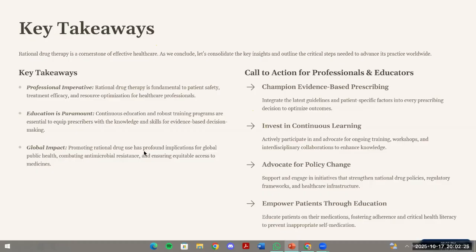Global impact: promoting rational drug use has a profound implication for global healthcare, combating antimicrobial resistance and ensuring equitable access to medicines. The call to action for professionals is to commit to essential medicine prescribing, invest in continuous learning, advocate for policy change, and empower patients through education. Educated patients on their medications foster adherence and health literacy, preventing inappropriate medication and self-medication. Engage in national drug policies, educate ourselves and each other, and interdisciplinary collaboration will enhance knowledge. This is the improvement throughout for better prescribing and optimizing patient outcomes.